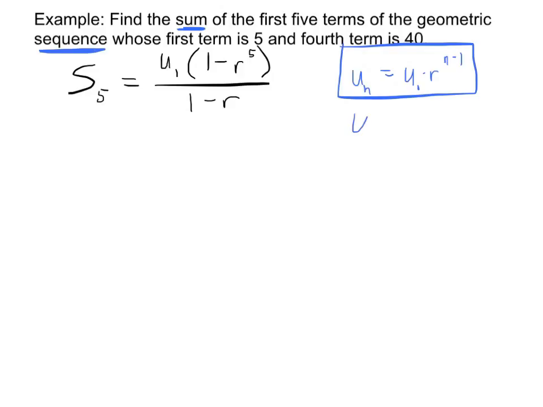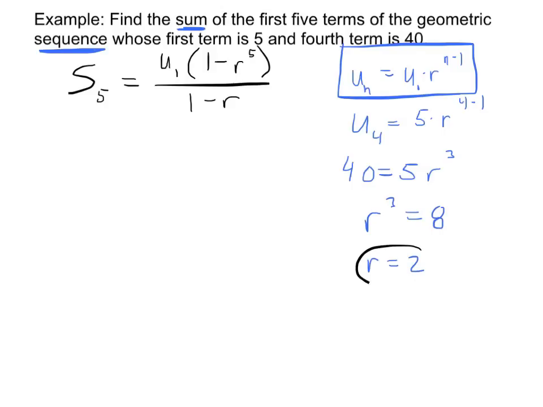So the fourth term, u4, is supposed to be the first term, which is 5, times the common ratio to the 4 minus 1 power, because it's the fourth term that we're looking at, right? So 40 is equal to 5r to the third power. That means r cubed is 8, which means r has to be 2.